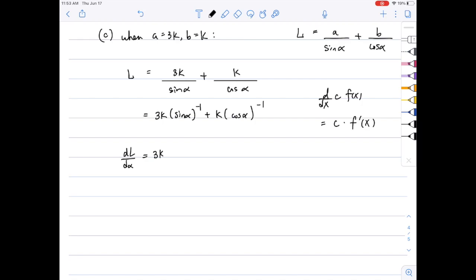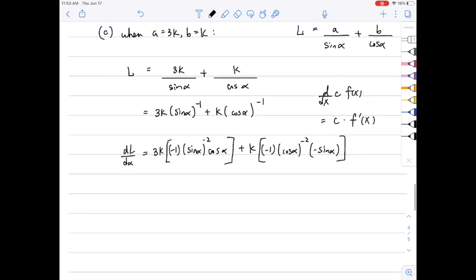Bring down the exponent. Here the outside function is a power function, so bring down the exponent. Leave the inside alone, subtract 1 from the exponent, and then multiply by the derivative of the inside. That's going to be cosine alpha. And then same thing, leave the constant, bring the exponent down, leave the inside, subtract 1 from the exponent, multiply by the derivative of the inside here. So that is your derivative.